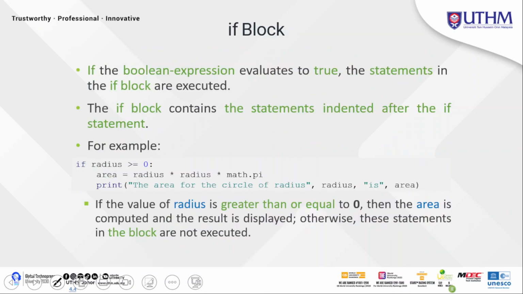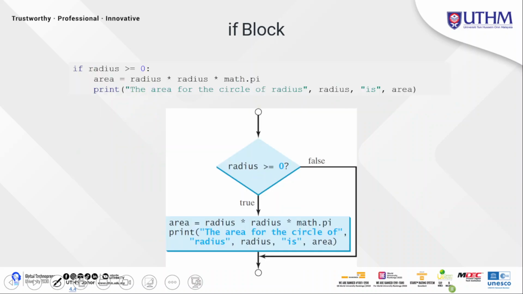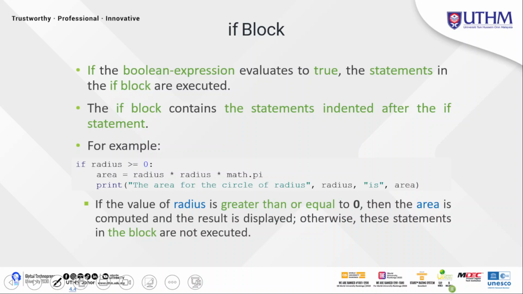Let's go with if block. If the Boolean expression evaluates to true, the statements in the if block are executed. The if block contains the statements intended after the if statement. Let's see. If radius is greater than 0, area is equal to radius times math dot pi. Print the area of the circle, and this one is your output. And this is your process, and this will be the input value. If the value of radius is greater than or equal to 0, then the area will be computed, or else it's not computed.